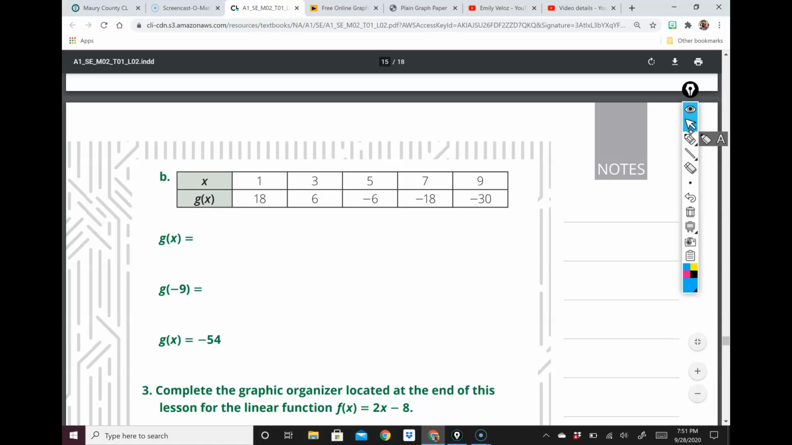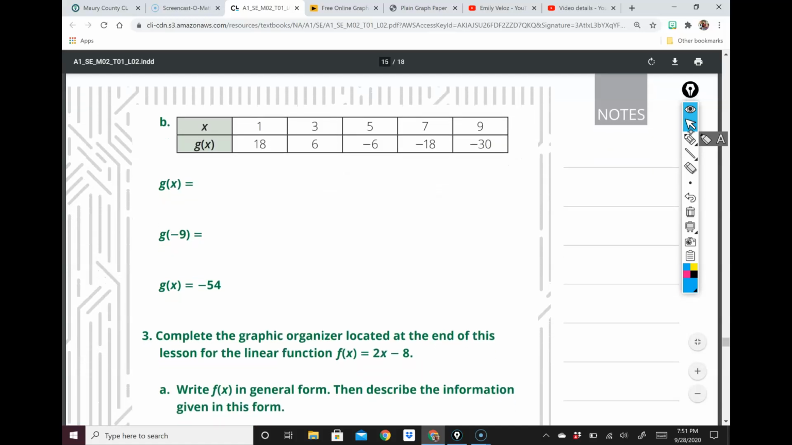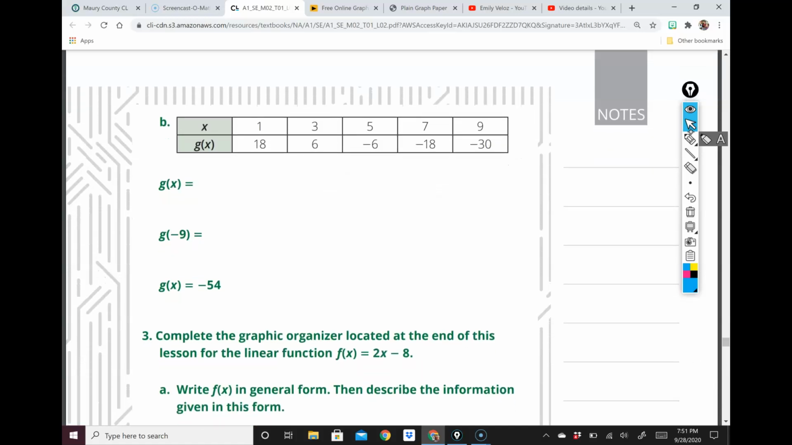Part B. Here I've got a new function, so let's go through the process again. Calculate your slope. 6 minus 18 gives you negative 12. Here it looks like I'm increasing by 2, so 3 minus 1 gives me 2. Negative 12 divided by 2 gives me negative 6. So my slope is going to be negative 6.